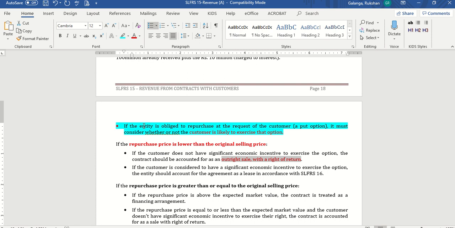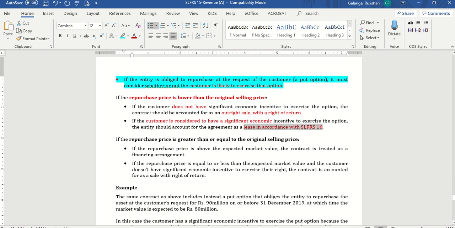Right. If the customer is considered to have a significant economic incentive to exercise the option, the entity, see, the first one says the customer does not have significant economic incentive. The second one, if the customer is considered to have a significant economic incentive to exercise the option, the entity should account for this as a lease in accordance with LK 16. Right?